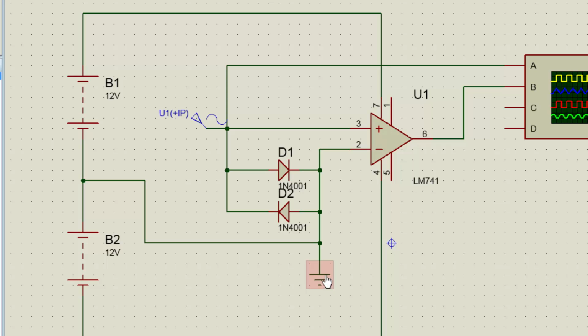Basically, we apply ground reference, zero volt reference, to the inverting input. The signal comes at the non-inverting input of the LM741 IC, an operational amplifier. It can also use LM339 or OP05, OP03, operational amplifier or comparator. It can be made by comparator, it can be made by operational amplifier. So the signal coming at the non-inverting input will be compared with this reference and then it will provide output.